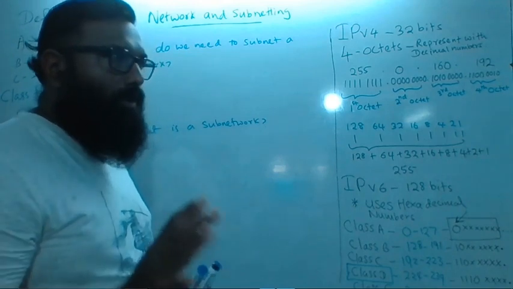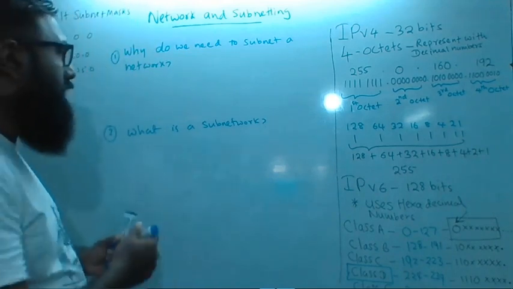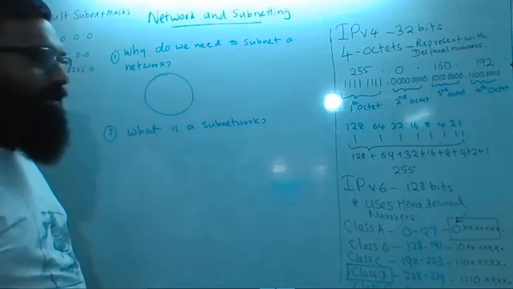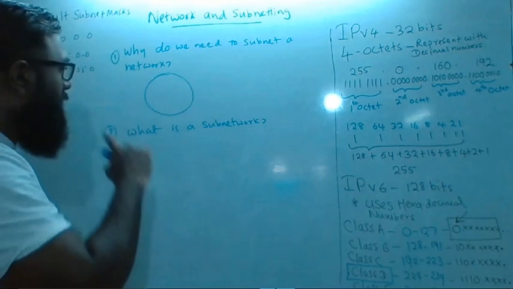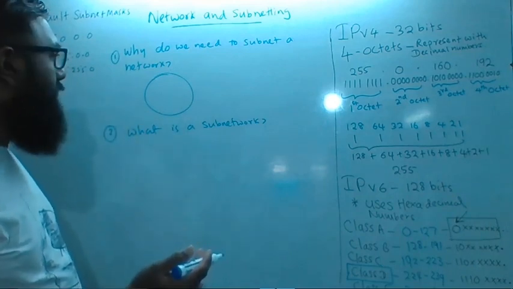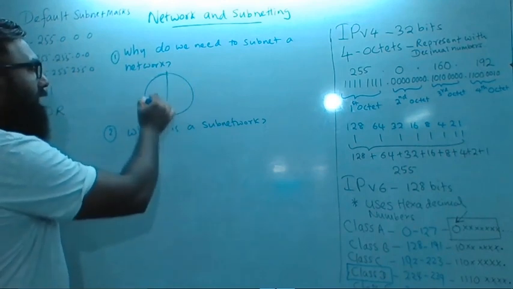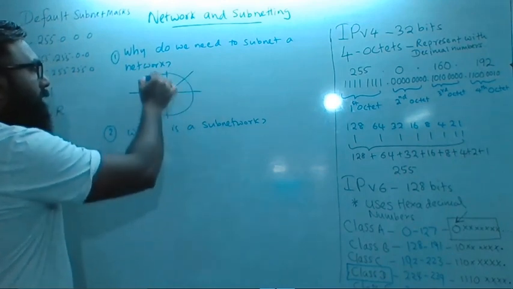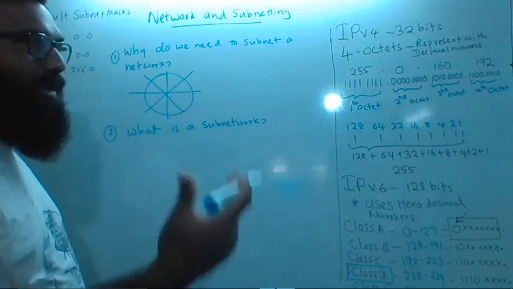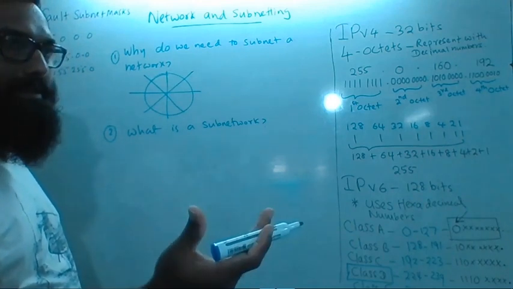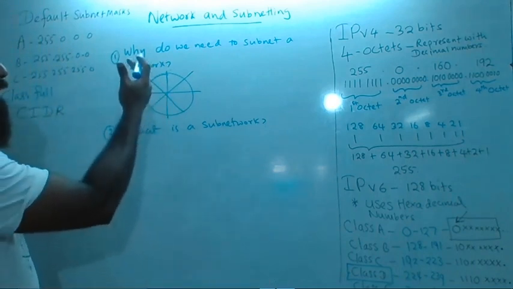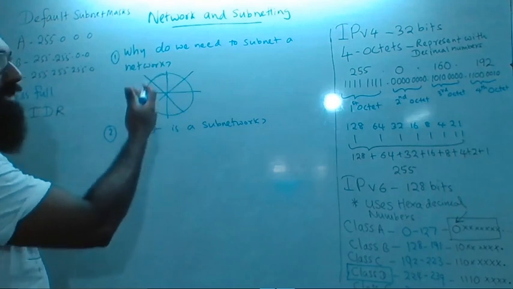Okay, think about it like this. In a practical situation, you are getting a pizza. How can you manage to eat it? They have divided it into some sub pieces. Then you can eat the pieces, right? Manageable parts. So like that, in the question they have given, why do we need to subnet a network?